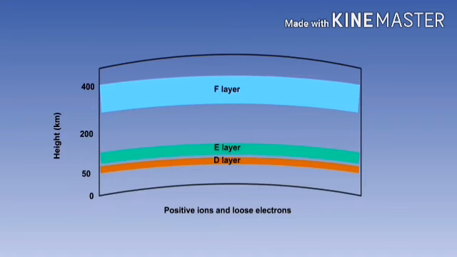Ionization is the process by which negatively charged electrons are dislodged from the outer shells of an atom by ultraviolet light from the sun, leaving the atom with an imbalance of positive ions. When gas is in this state, it is known as plasma.